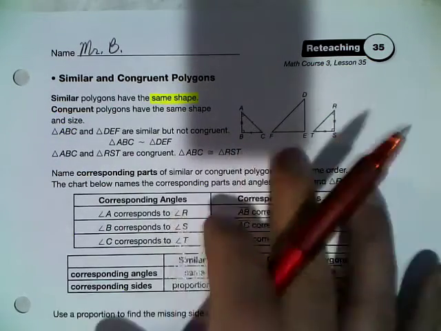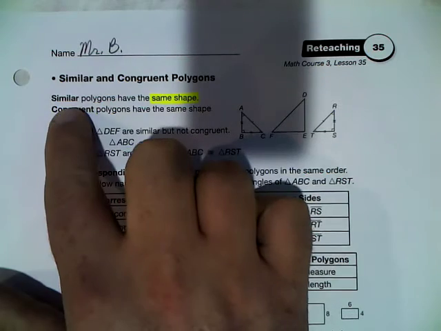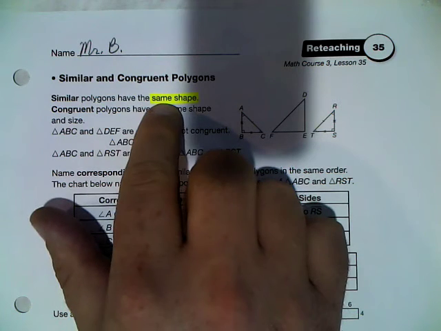Now you'll notice that this doesn't say anything about the size of the shape, and that's on purpose. In mathematics, if we don't mention something, it means it's not important. So whether these two figures that we're comparing are the same size or they're different sizes, it doesn't matter. All that matters when we're talking about similar polygons is that they have the same shape.